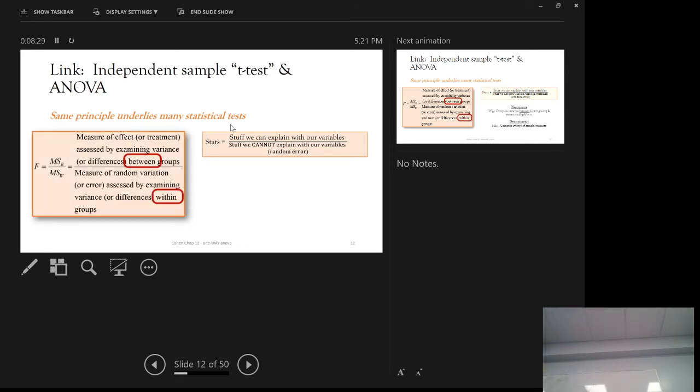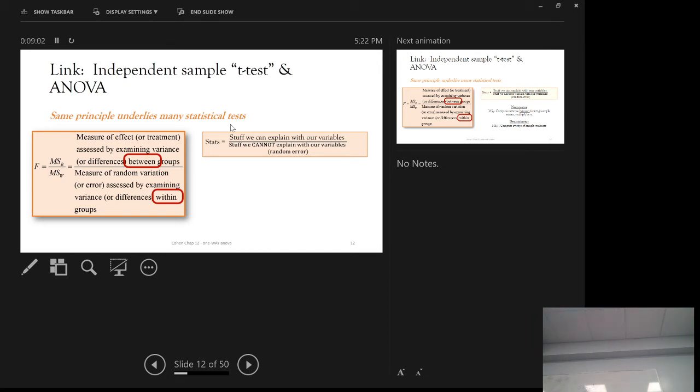That's what an F-test is looking at. An F-test, an F-score, an F-statistic, is a ratio or a fraction. It's what part of the variance in the outcome, the thing we're measuring, what part of the variance is explained by the groups, the difference between the groups, compared to what part of the variance is due to random error that we can't explain.